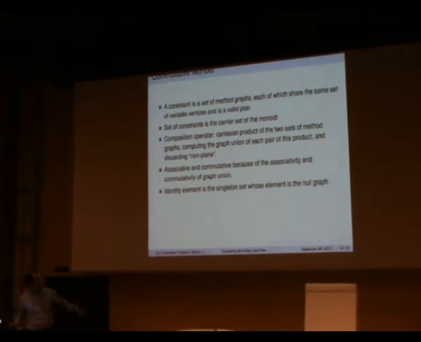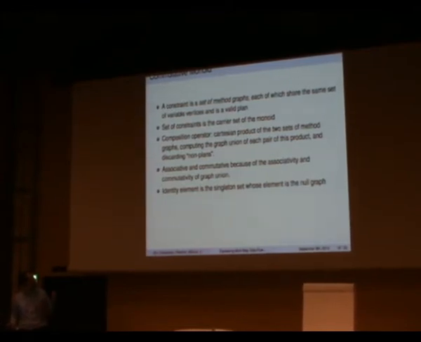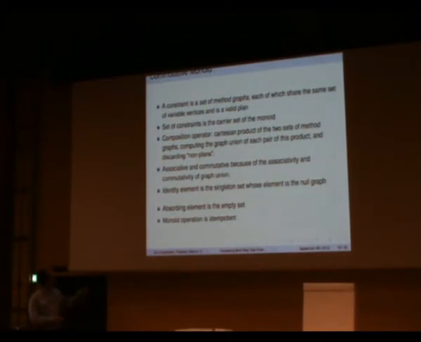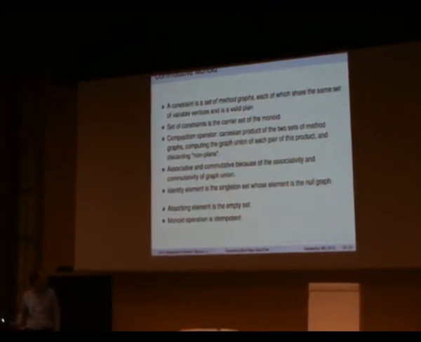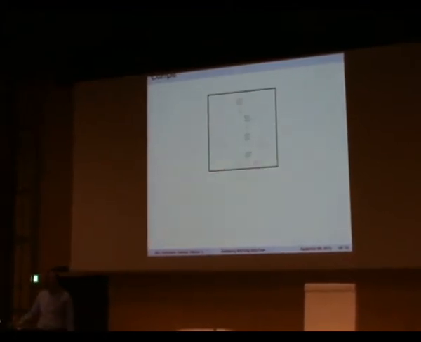The properties like associativity and commutativity follow because of graph union. We're talking about non-disjoint graph union, and those are associative. The identity element is just the singleton set whose element is the null graph: the union with the null graph leaves the graph the same. There are some other properties as well. The empty set is the absorbing element, because the product with the empty set ends up giving the empty set. It's also idempotent.